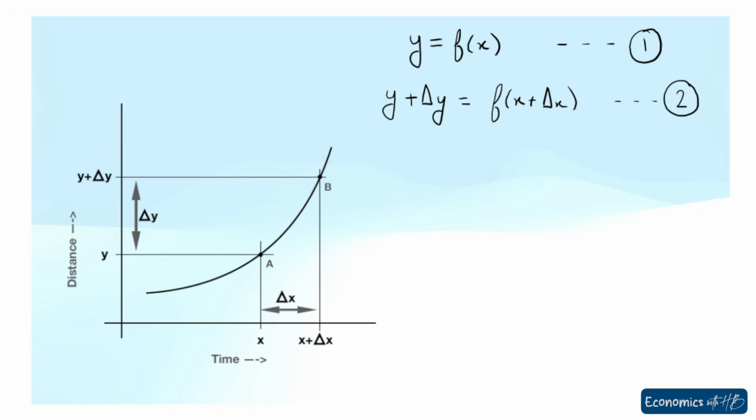Remember, what are delta x and delta y? Delta x is the change in value of x, that is the time interval from A till point B, and delta y is the change in distance from point A till point B.